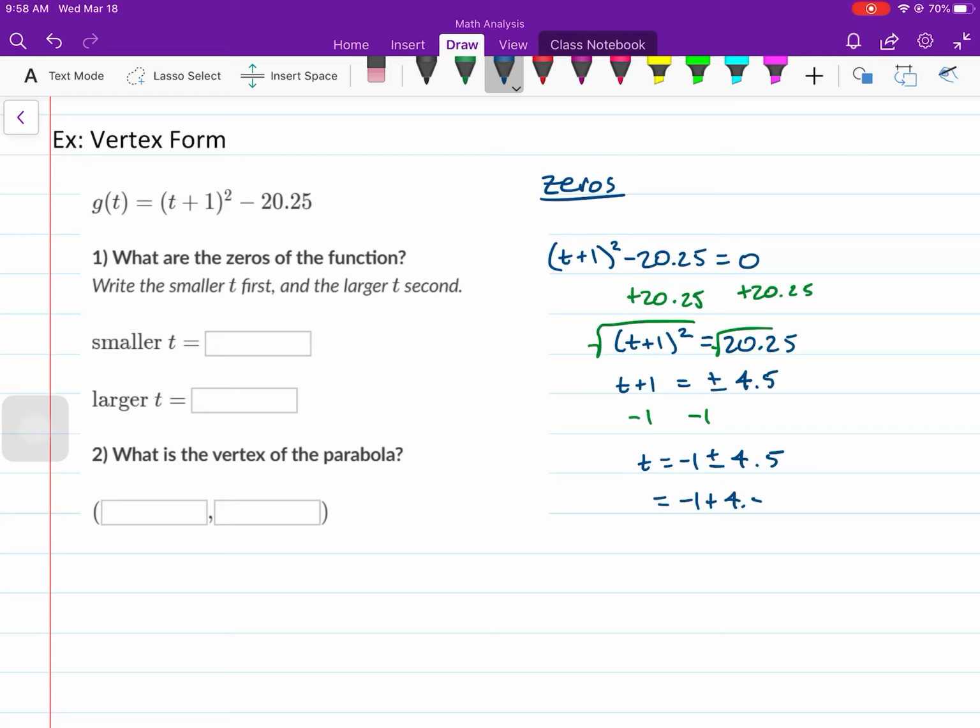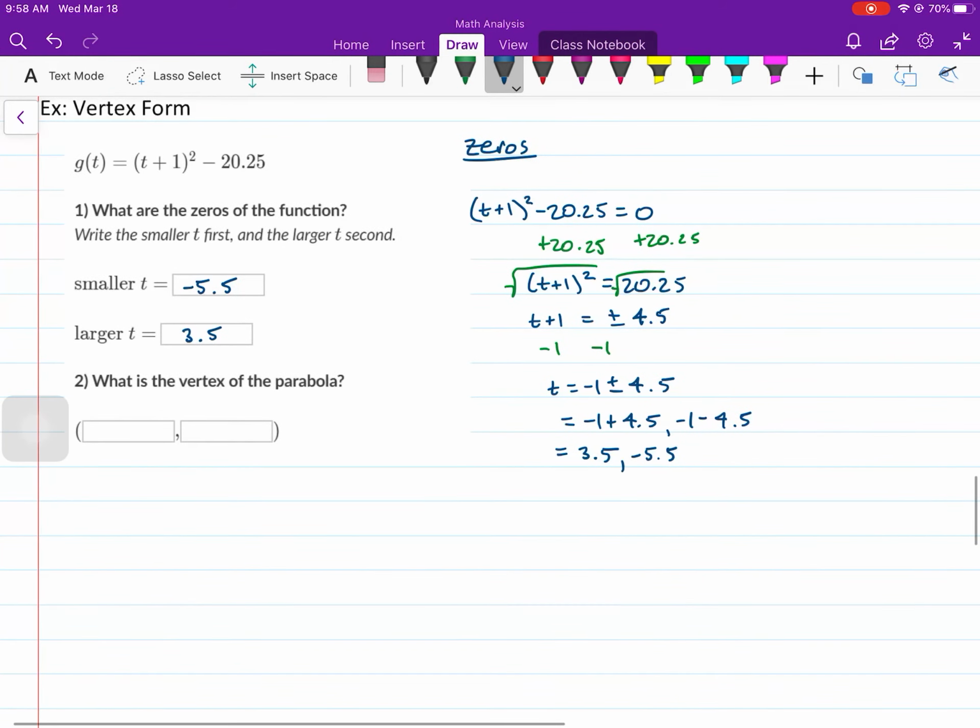And -1 plus 4.5, -1 minus 4.5. We'll just go ahead and evaluate that. So that's going to be 3.5 and -5.5. And that's the zeros. Vertex is really easy. That's why it's called vertex form. So you just have to think about that.